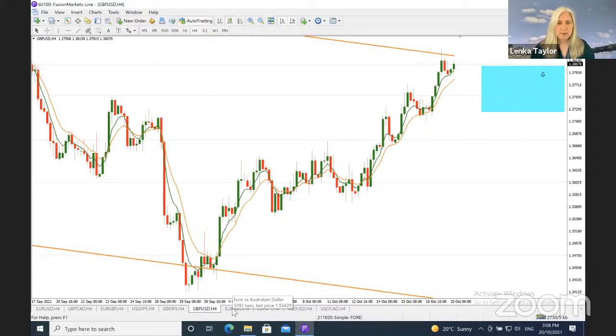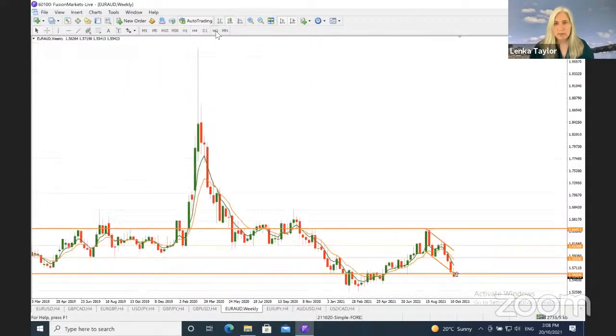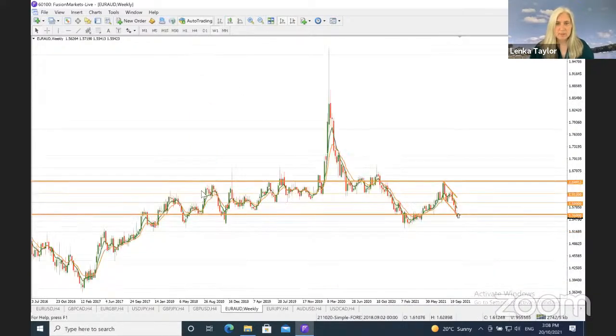The next currency pair is EURAUD. And EURAUD, I'm looking for a long. So if we have a look at the weekly setup, we've had that run down to the bottom of the level. So yeah, there's a little bit of support at around that level.